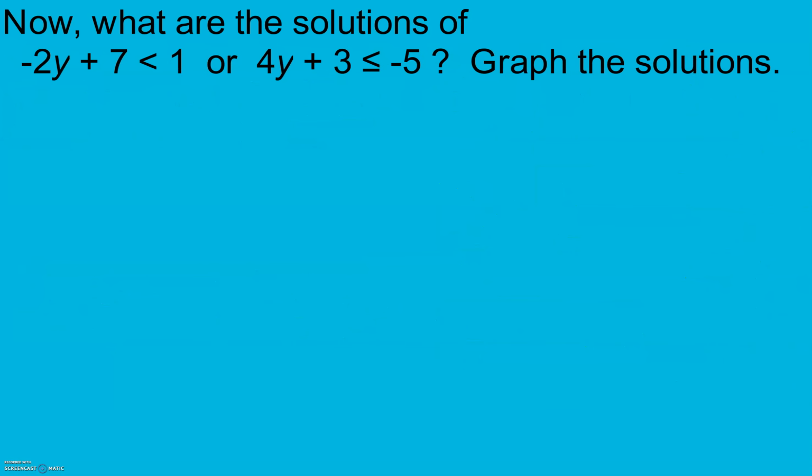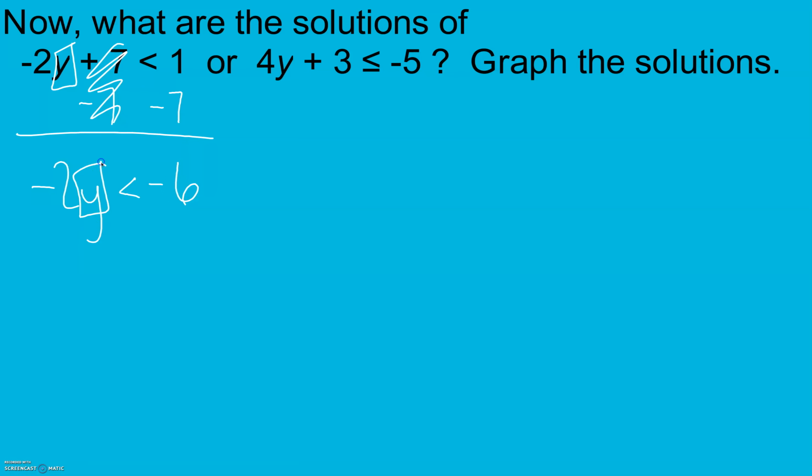Now, feel free to pause here and give this a try if you'd like. -2y plus 7 less than 1, or 4y plus 3 is less than or equal to -5. We're going to graph our solutions after we find them. To get y by itself, again, we solve each of these independently of the other. I subtract 7.